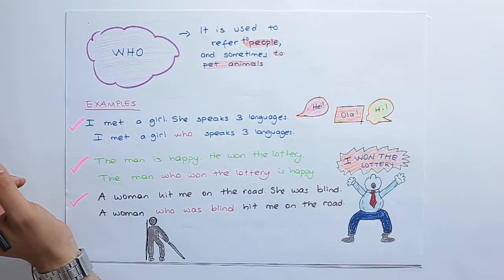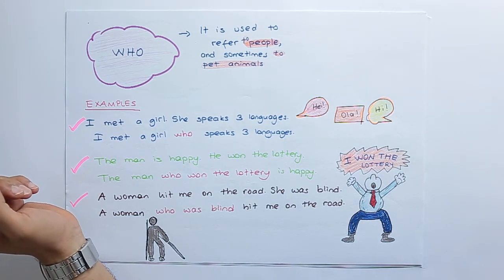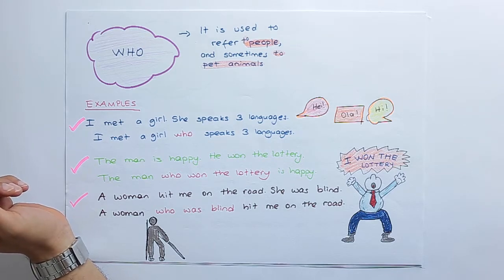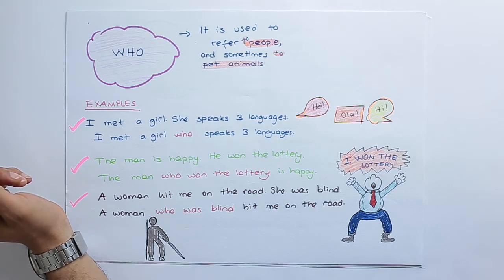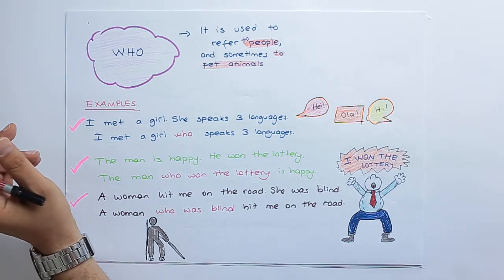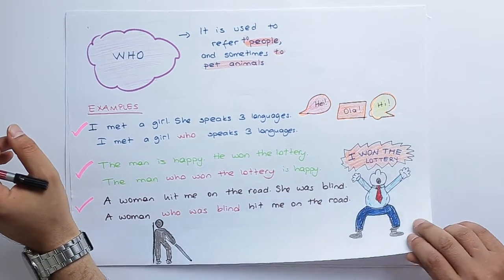Let's start with who. Who is used to refer to people and sometimes to pet animals. For example, I met a girl, she speaks 3 languages. Now, we are gonna join 2 sentences using who as a relative pronoun. I met a girl who speaks 3 languages. Or, the man is happy, he won the lottery. The man who won the lottery is happy. Or, a woman hit me on the road. She was blind. A woman who was blind hit me on the road. These are the examples for the relative pronoun who.